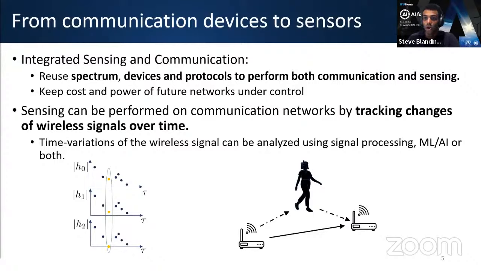is kind of already a feature of communication, because if you want to track, for example, a person moving, the person moving is basically modifying the interaction of the signal and the environment. So the received signal will change over time. I have a small animation here, for example, the person is moving and the received signal will see a variation over time. So by tracking those time variations of the wireless signal, we can use signal processing techniques, machine learning, AI, to understand what is happening in the environment.